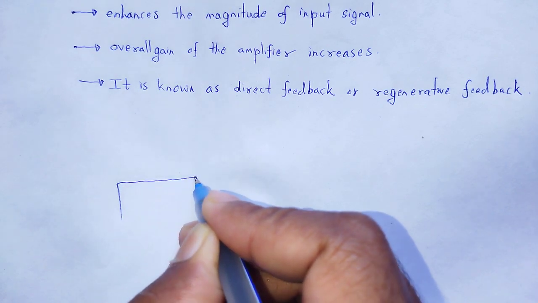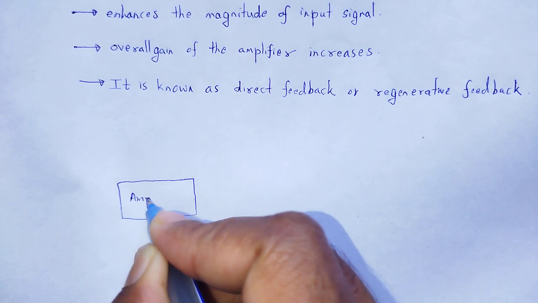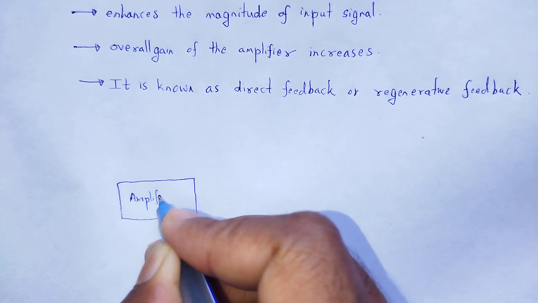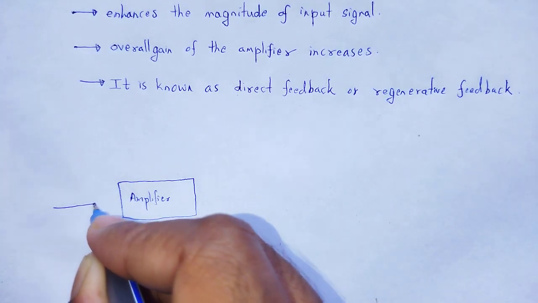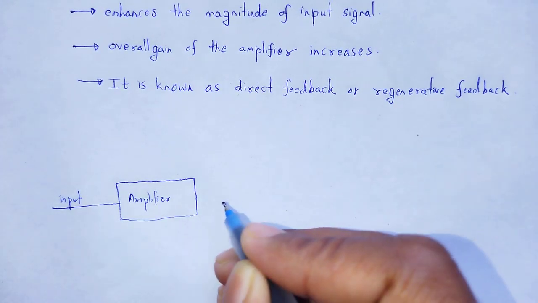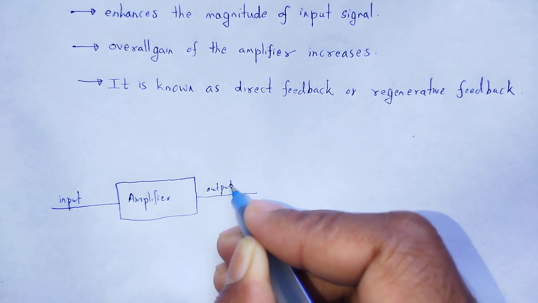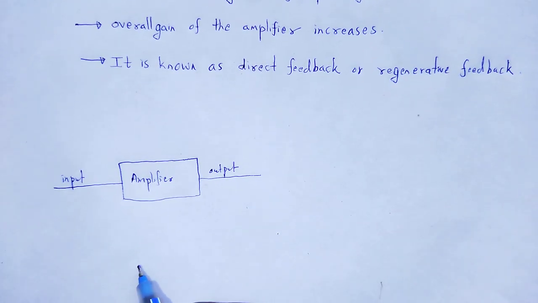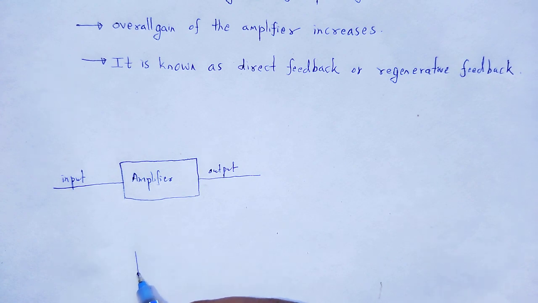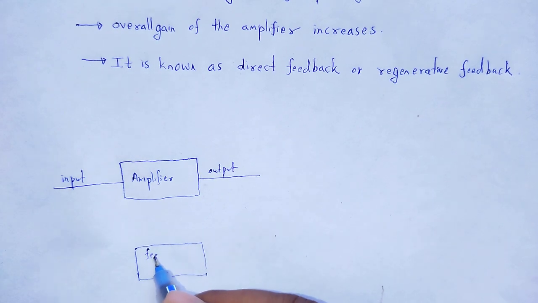Let that be the amplifier. If we provide the input signal, here we obtain the output, and that one is the feedback network.